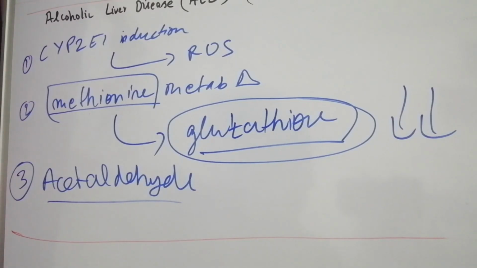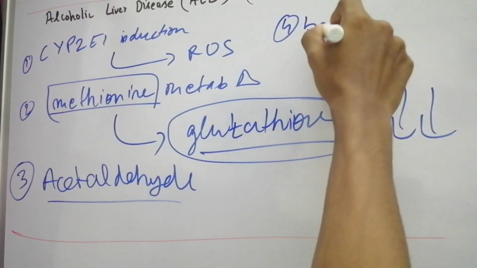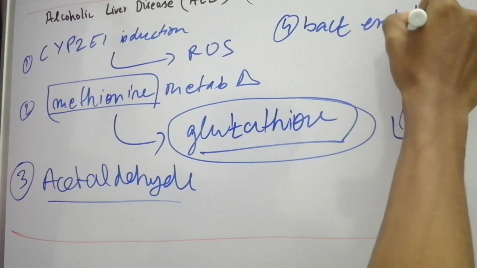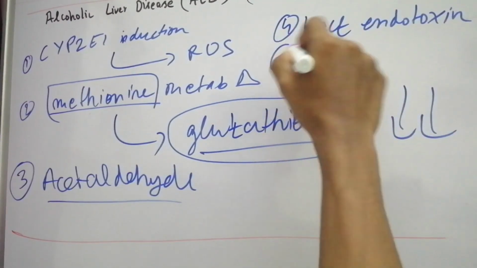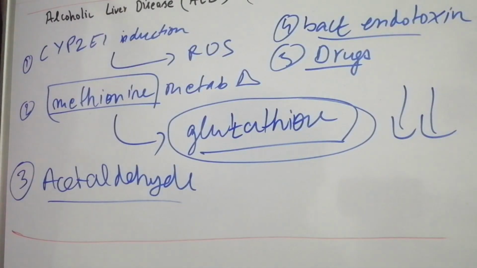And in the case of bacterial enterotoxin from your gut, it will induce inflammatory responses. So we have bacterial enterotoxins, fourth number, and you have drugs. Further, your damage will lead to inflammation, inflammation will lead to chronicity, and chronicity to liver fibrosis and cirrhosis. Your vascular perfusion will decrease, and you will land up in a terrible state.